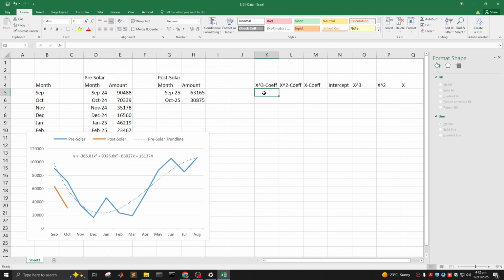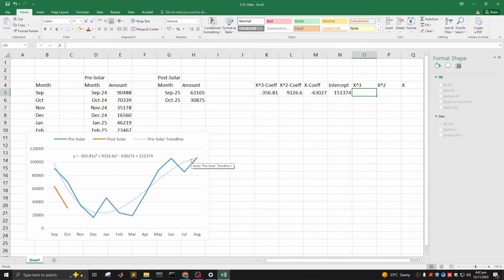Let's put these values in. So x cubed coefficient is minus 356.81. X square coefficient is 9326.6, minus 63027, and the intercept is 151374.